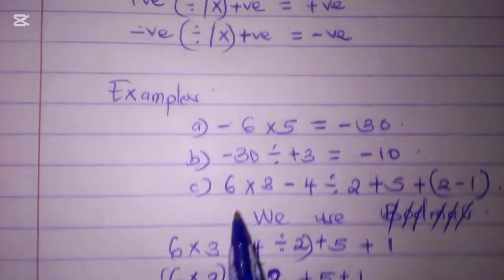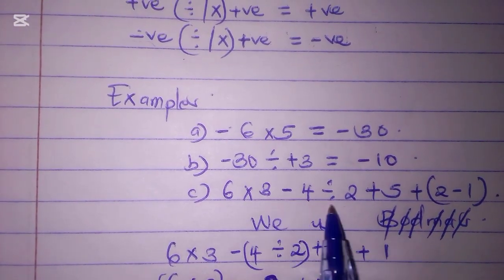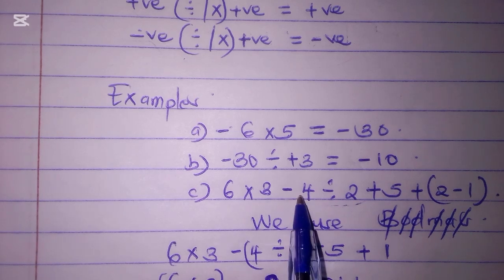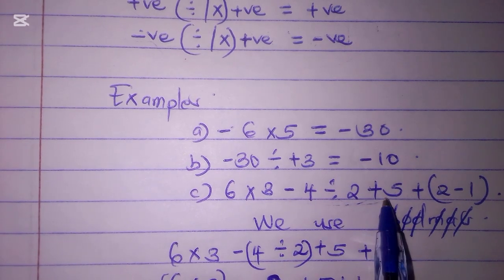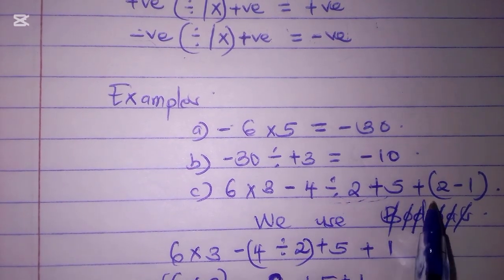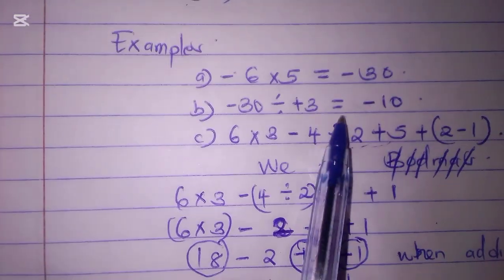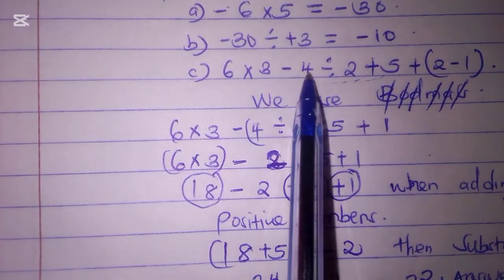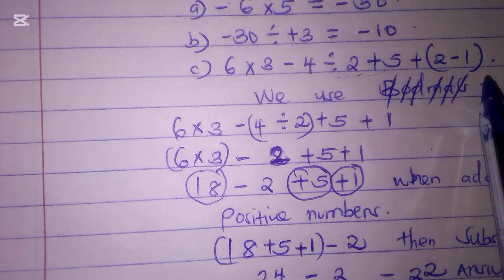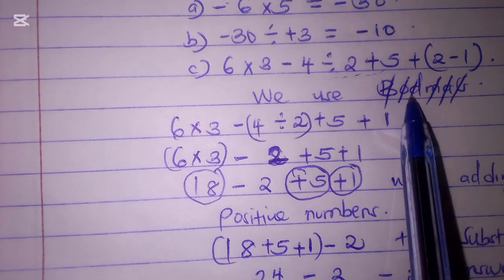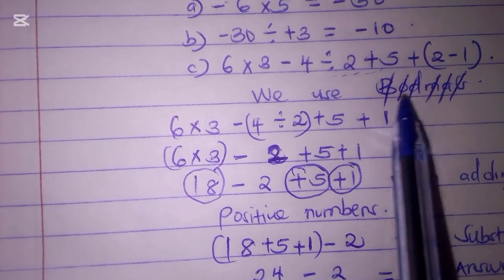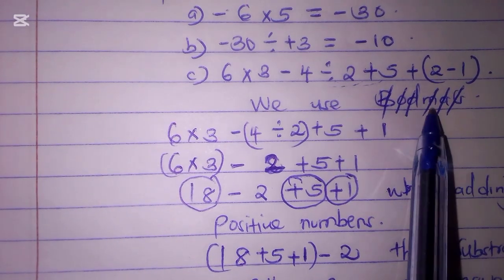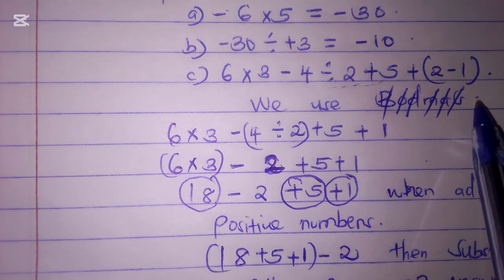And then I'm having a last example. There's a combination of different signs. We're having multiplication, subtraction, division, addition and subtraction, and brackets. Bracket is one of the operations that we have in mathematics. So in this kind of operation, you're supposed to use BODMAS. BODMAS in mathematics means bracket, of, division, multiplication, addition, and subtraction.